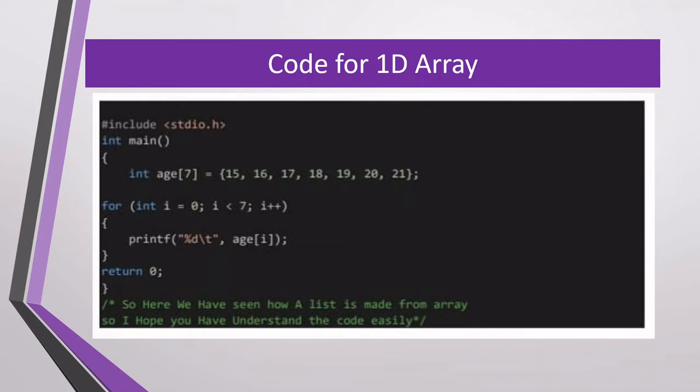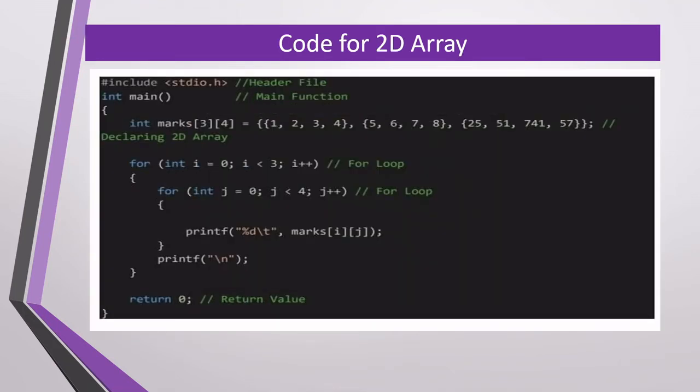Then the for loop is completed, and then enter the return statement. This is for closing the C program, and also \n for cleaning the output screen. Then end the program. So guys, here we have seen how a list is made from an array, and I hope you enjoy and understand the code very easily. Let's move to the two-dimensional array.